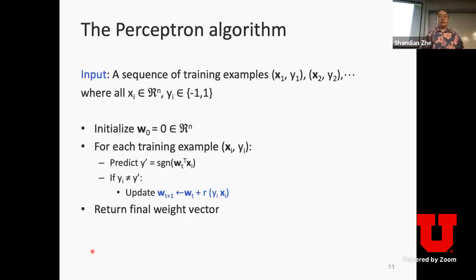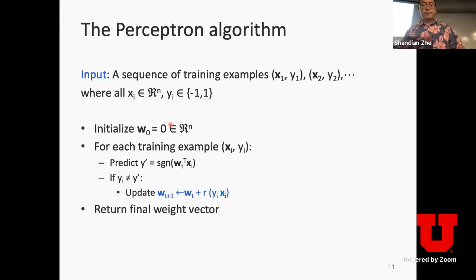So here is the original perceptron algorithm. Let us look at the algorithm table. Our input is a sequence of training examples, pairs of x1, y1, x2, y2, and so on. Each xi is an n-dimensional feature vector. The label yi is either -1 or 1. The perceptron runs as follows. First, we initialize our weight vector to be 0, meaning a zero vector. Every element in the weight vector is 0.